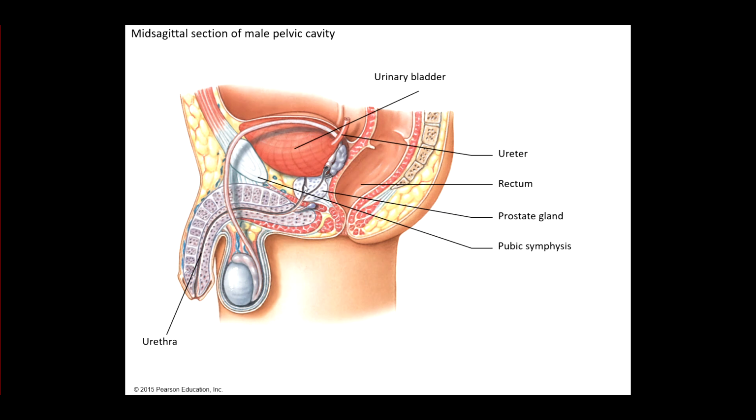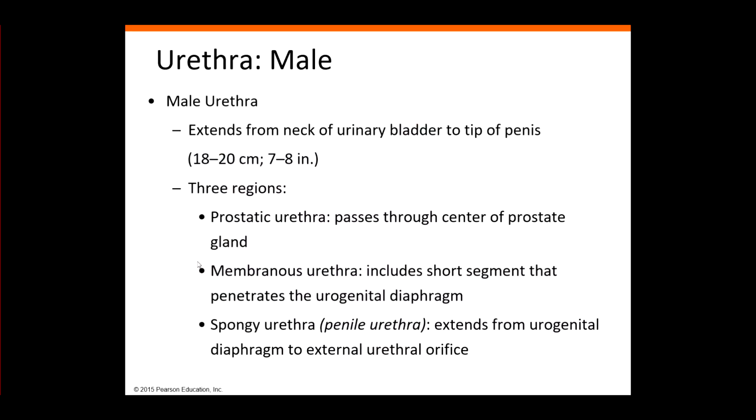All right, so prostatic urethra here. Membranous urethra is only this little part in the pelvic floor, and then the rest would be the penile urethra. Let's go back. All right, so the prostatic urethra passes through the center of the prostate. The membranous urethra is a short segment that's in the pelvic floor, what we call the urogenital diaphragm. And then the spongy urethra or the penile urethra is going to go from the pelvic floor all the way to the external urethral orifice.